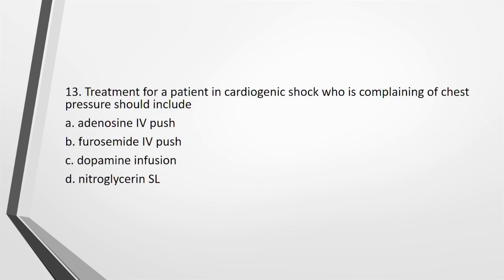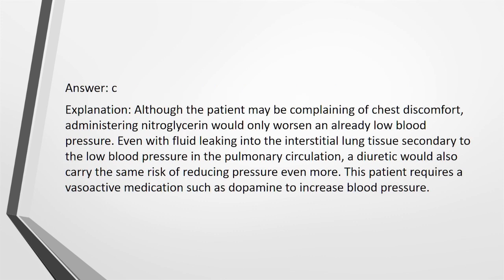13. Treatment for a patient in cardiogenic shock who is complaining of chest pressure should include A. Adenosine IV push, B. Furosemide IV push, C. Dopamine infusion, D. Nitroglycerin SL. Answer C. Explanation: although the patient may be complaining of chest discomfort, administering nitroglycerin would only worsen an already low blood pressure. Even with fluid leaking into the interstitial lung tissue secondary to the low blood pressure in the pulmonary circulation, a diuretic would also carry the same risk of reducing pressure even more. This patient requires a vasoactive medication such as dopamine to increase blood pressure.